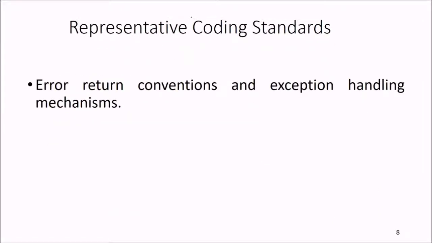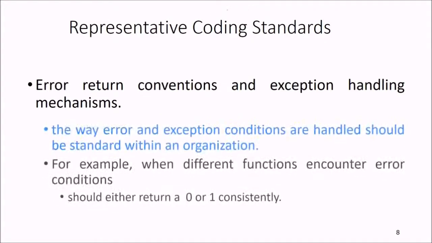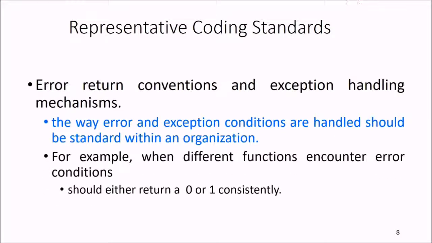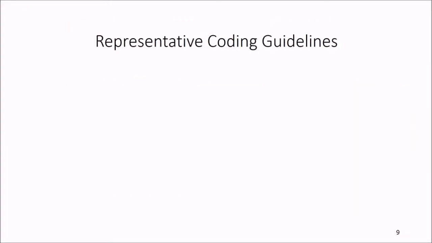What will be the conventions for errors if they are returned? And exception handling. There are rules for this also, the way error and exception conditions are handled by a certain organization. For instance, when different functions encounter an error condition, should it return a 0 or a 1? It should be quite consistent across all the functions.